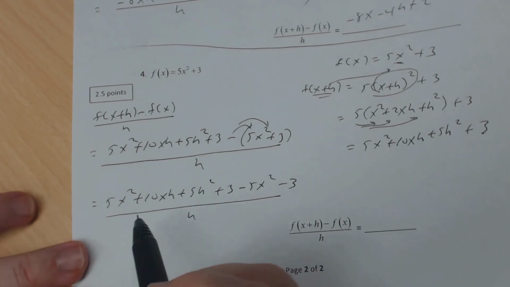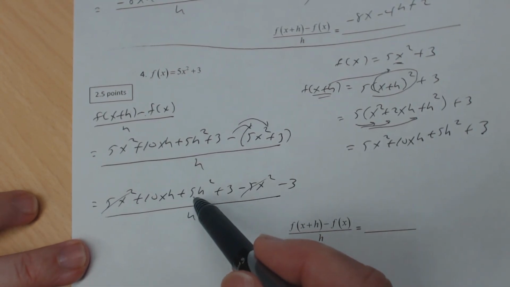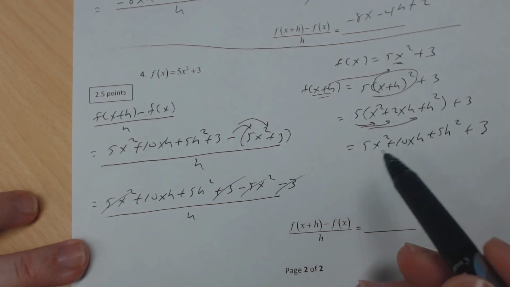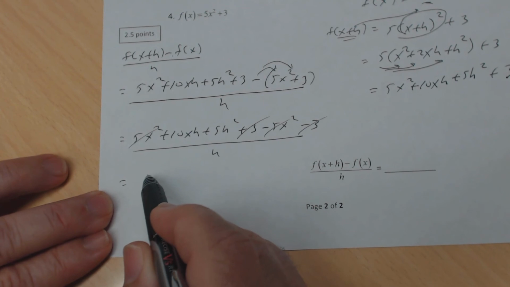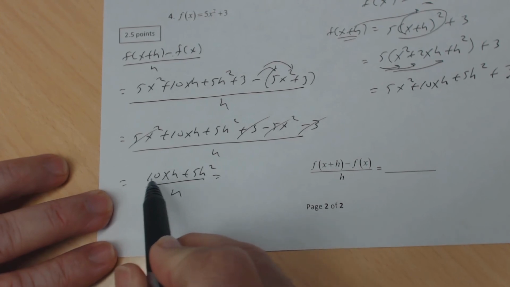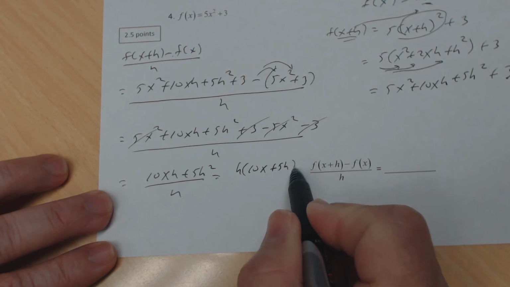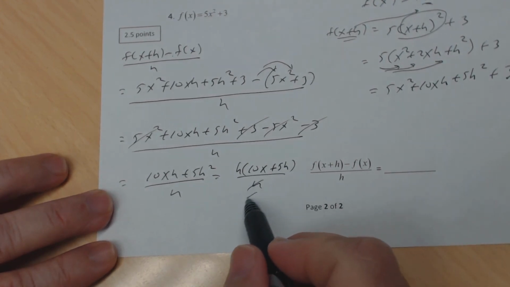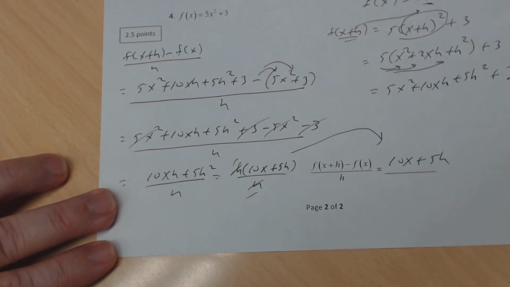Now it's at this point where things need to be canceled. So 5x squared and a negative 5x squared is 0. This has a factor of h, this has a factor of h, this does not. Positive 3, negative 3 is 0. Alright, so the terms that are left, in this case there are two terms, they both have a factor of h. So you're going to rewrite it just like this, divided by h. Now you're going to factor out the h here, so that's h times 10x plus 5h divided by h. And then you divide out these, and then you're left with 10x plus 5h.